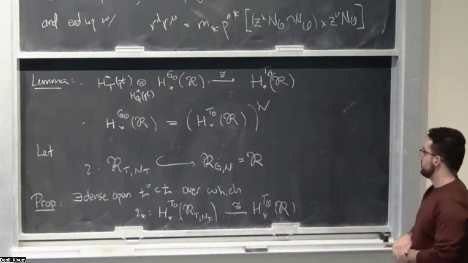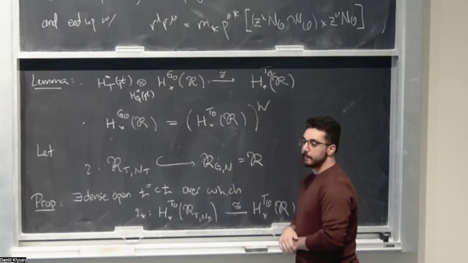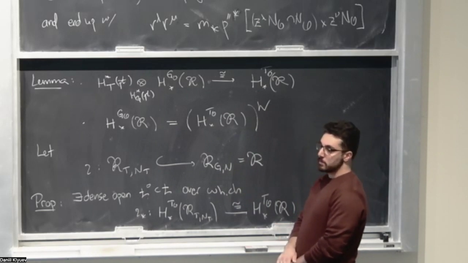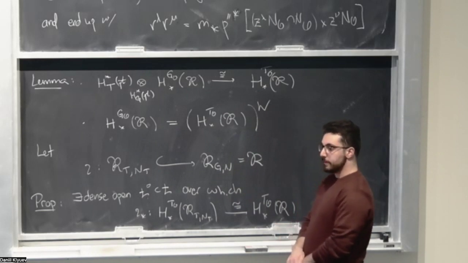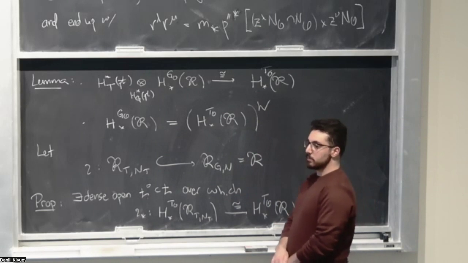Is this inclusion just coming from the inclusion of Grassmannians, which is enlarging the structure? Yeah.